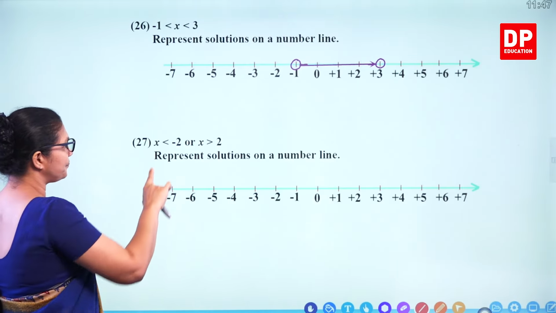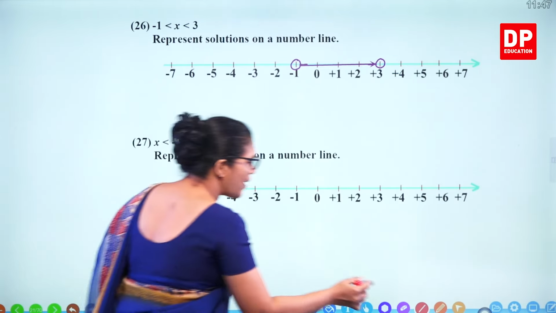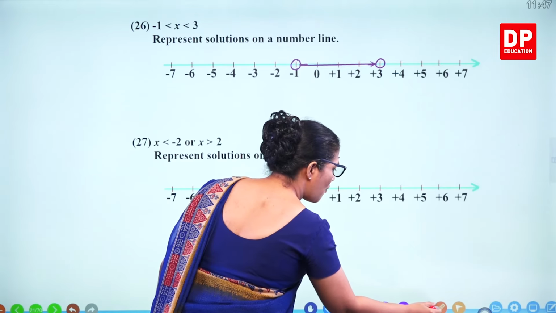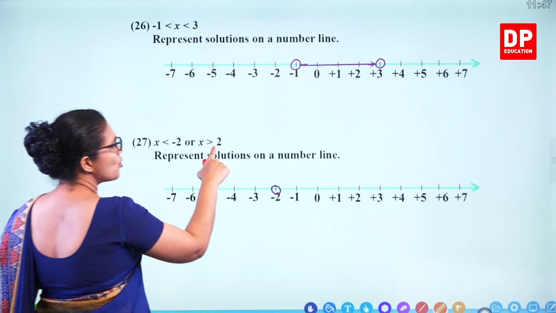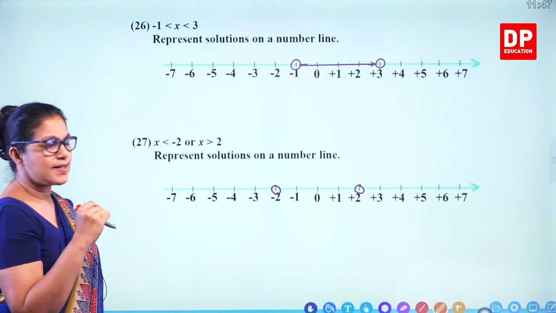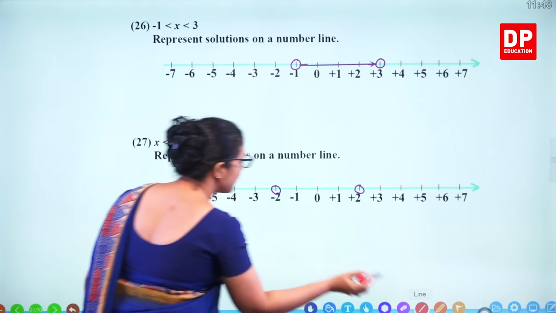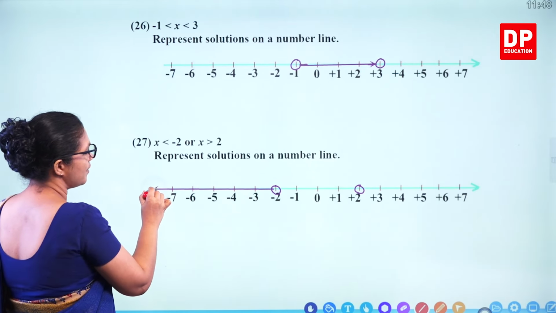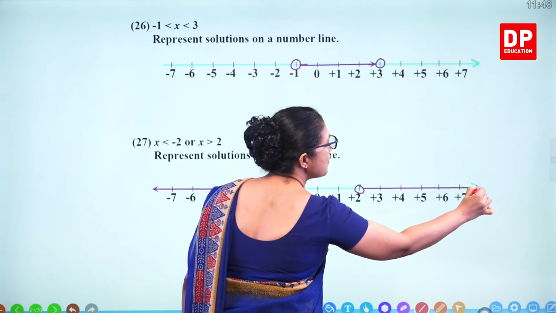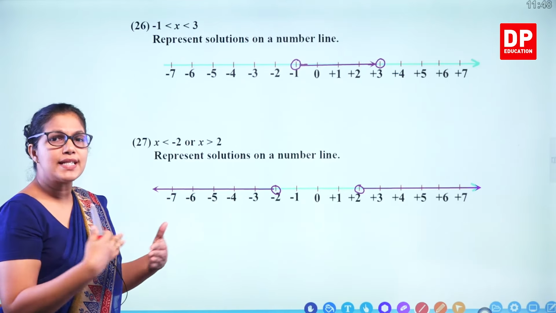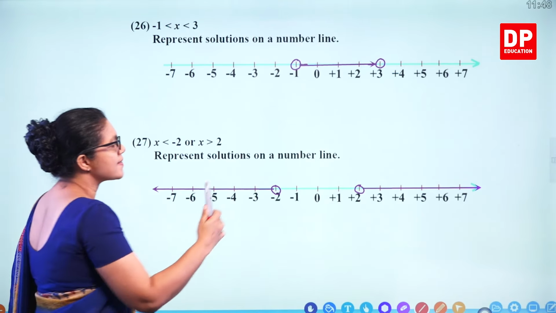Now what about this one? x less than minus 2 or x greater than 2. So these are separate solutions. Here I can mark minus 2 with an open circle, and 2 is also with an open circle. x less than minus 2 means towards left hand side, so I can draw an arrow here. x greater than 2 means towards the other side. When you get something like this, you have to write separately. There's no intersection between these two regions. So you write x less than minus 2 or x greater than 2.